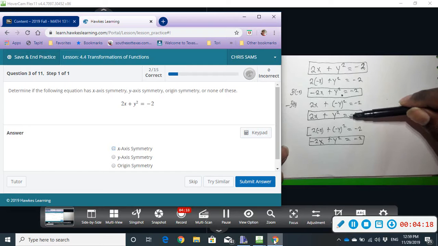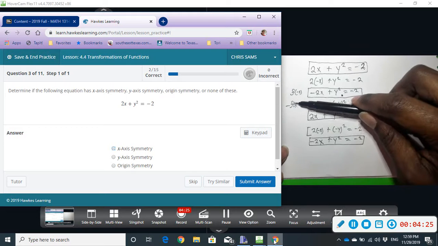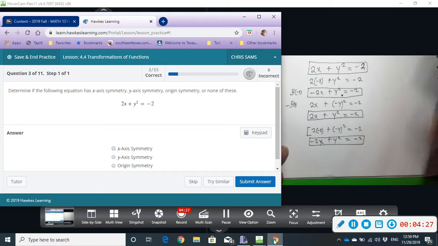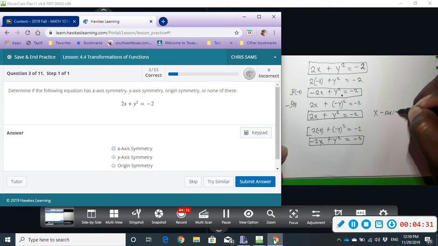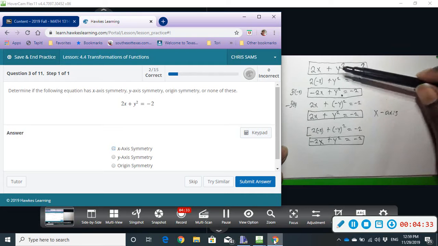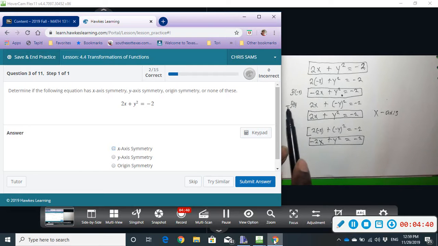Now, are these two the same? Okay, they are. If you compare every step, that means when you change y negative, it's the same. So this means x-axis. Okay. And then if you look at the third one, you compare those. It is not the same, so it does not have origin symmetry. So this one in the middle, when we change y negative, starting here and simplifying, it had x-axis symmetry because that's the same.